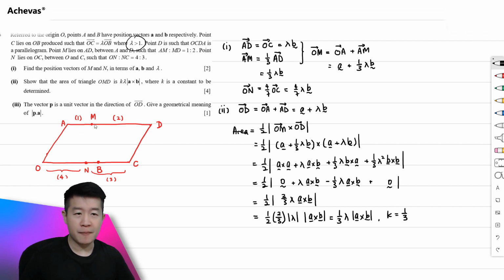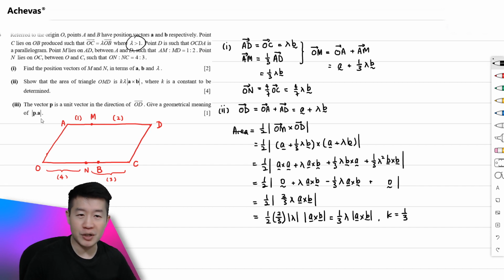Next, part 3. P is a unit vector. Like what I've mentioned before in the past few weeks, many times we tend to complicate unit vectors because there seem to be a lot of formulas about unit vectors. But when the question says that something is a unit vector, there's just one key idea, which is the magnitude is equal to 1. Whatever formulas there are, they are extensions to the idea of looking at a vector where the magnitude is 1. So there's just one single thing: magnitude is 1.